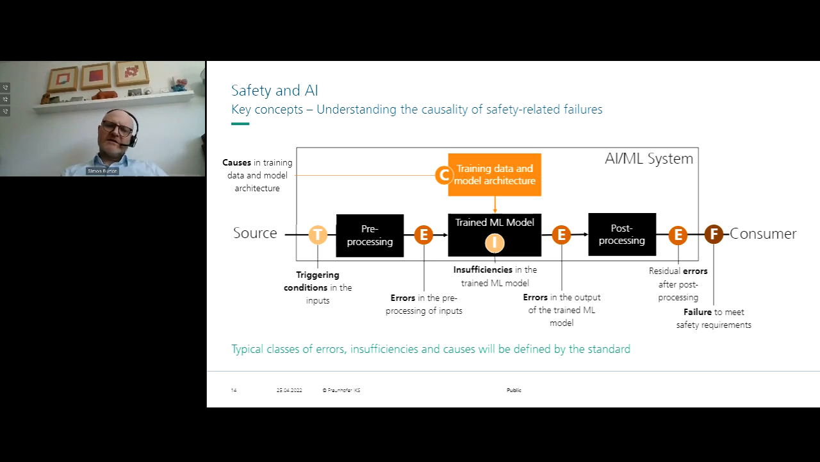So one of the things the standard will be looking at is how we can actually translate some of these typical causes of problems with machine learning functions into a set of measures that we can directly apply and assess during the development. Anybody who's worked on things like failure modes and effects analyses, FMEAs, FTAs, etc., will be familiar with some of these concepts, which will be expressed in the standard.